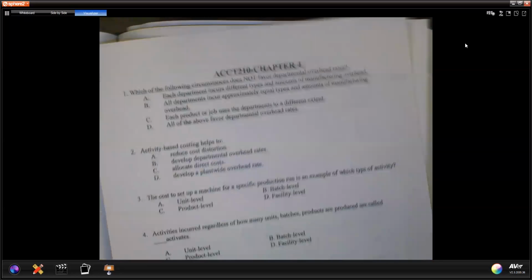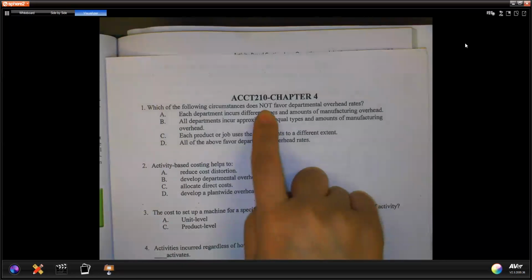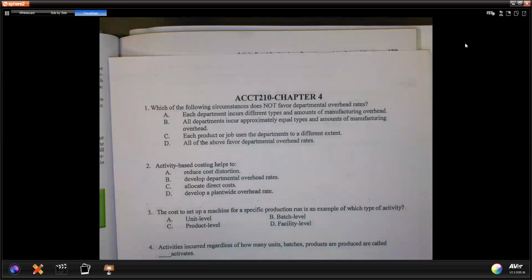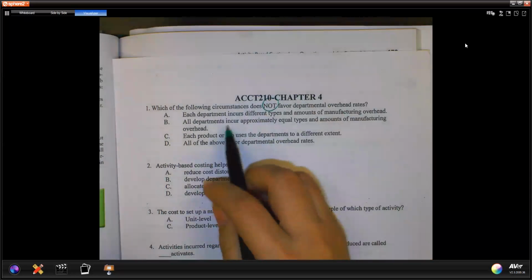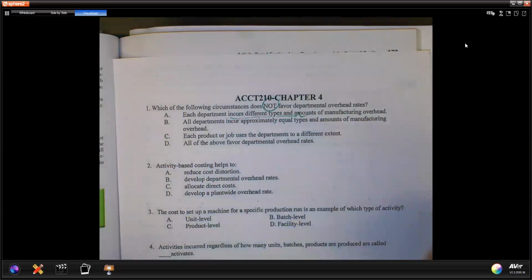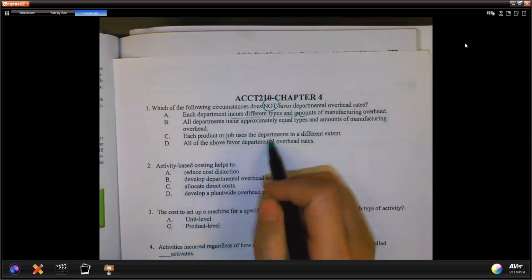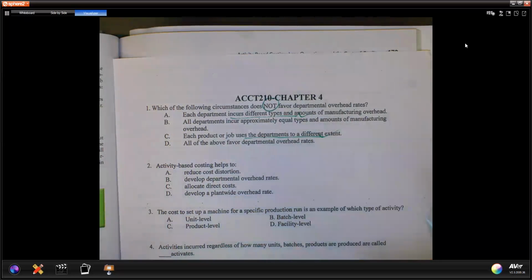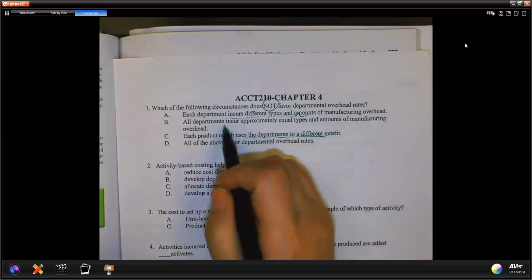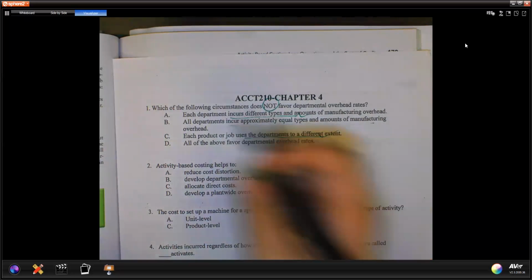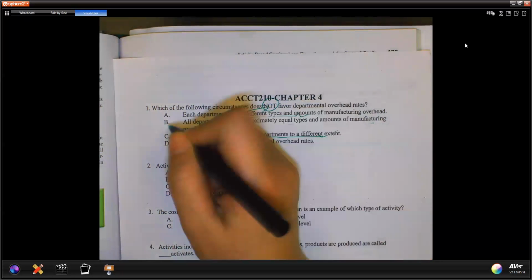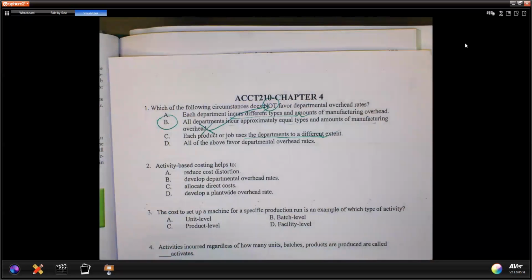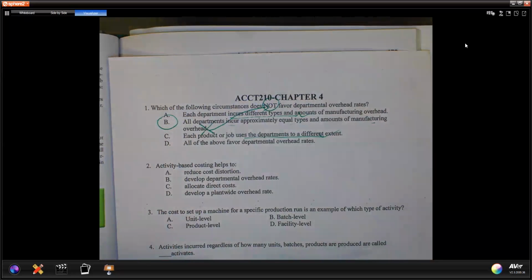Look at this question. The keyword is "we do not favor." When departments are different in type, or products use the departments to different extents, that is when we favor departmental rates. If they are almost the same, then we do not favor it. So that is our answer. That's how you get this question.